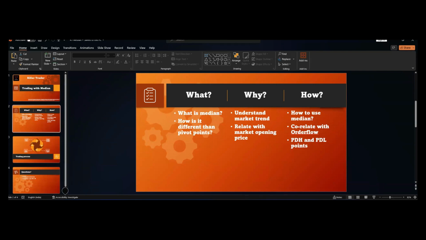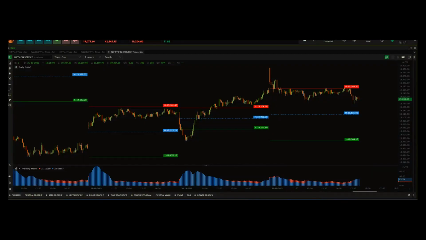This calculation is somewhat in line with your simple pivot points, but not completely. In pivot points, your open price is not considered. High plus low plus close is divided by 3, but in case of median, even your open price is taken into consideration when the value of the median or the middle line is being calculated. And I personally prefer to use median OHLC than pivot points for multiple reasons.